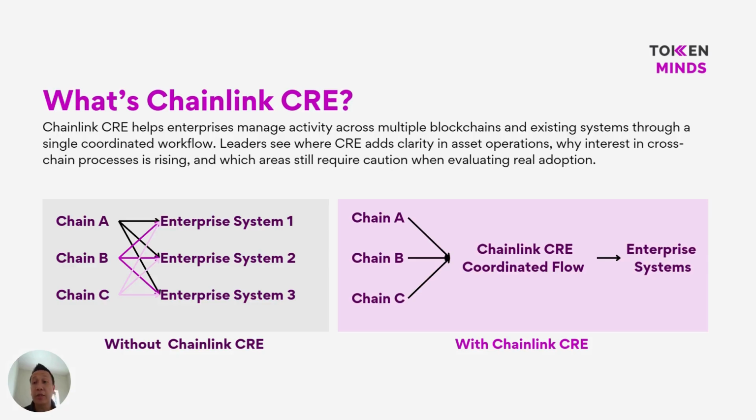So Chainlink CRE is a cross-chain orchestration layer designed to help enterprises manage activity across multiple blockchains and internal systems through a single coordinated workflow. Instead of running disconnected processes on different chains and platforms, CRE allows organizations to see, control, and automate everything in one unified flow. This brings clarity to assets and operations, and reduces the complexity that usually comes with multi-chain environments.